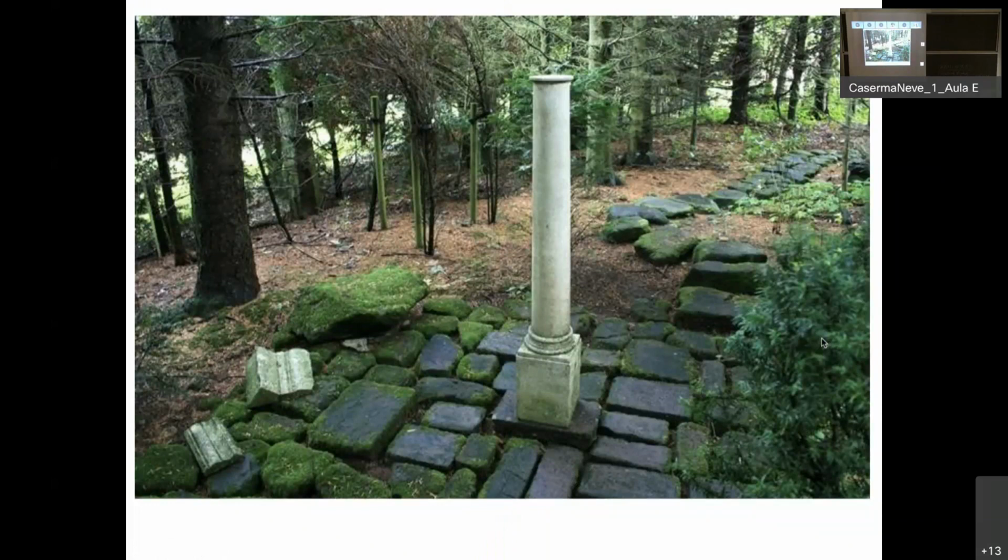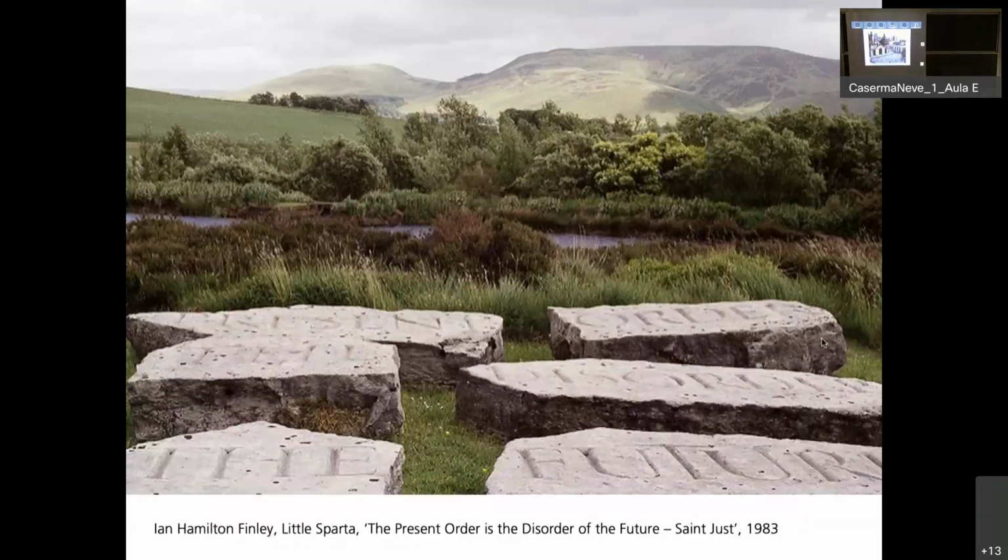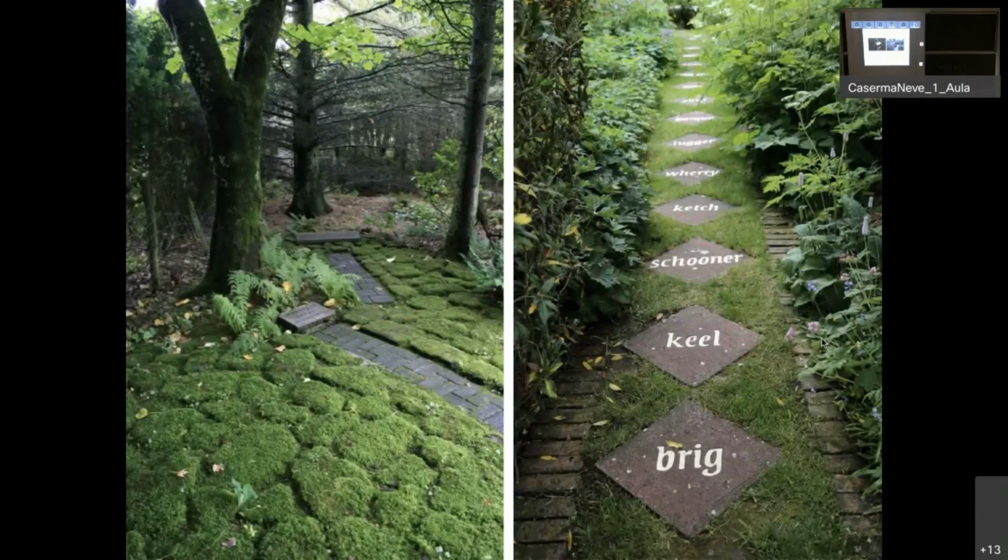Or, for example, fragments of columns evoking this lost classical civilization, always talking about, let's say, this metaphoric condition of landscape as something that goes with civilization. This is always Little Sparta. The column? In Scotland. I don't know exactly which part of Scotland. I don't remember, but it's in Scotland. Let me check if I wrote something about it. No, it's in some place in Scotland.